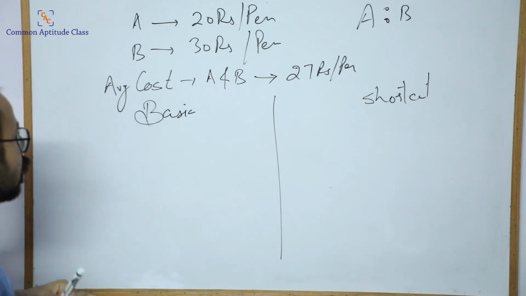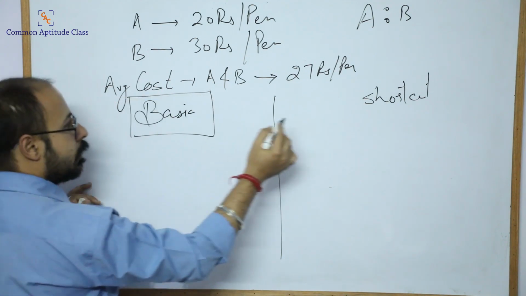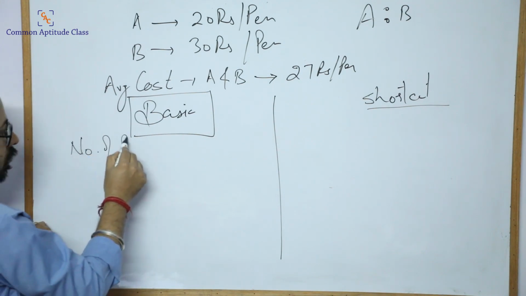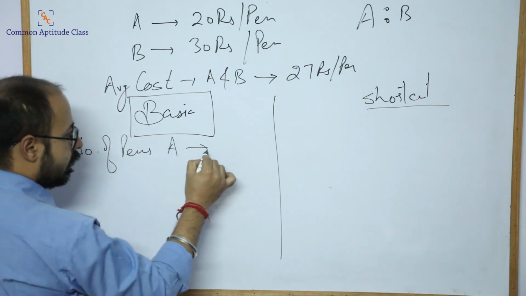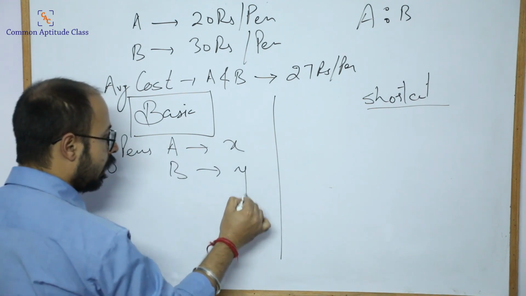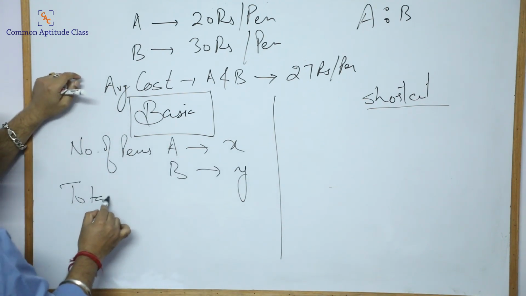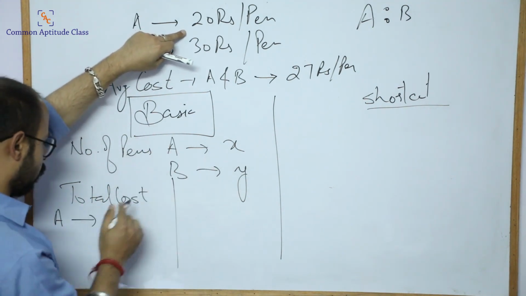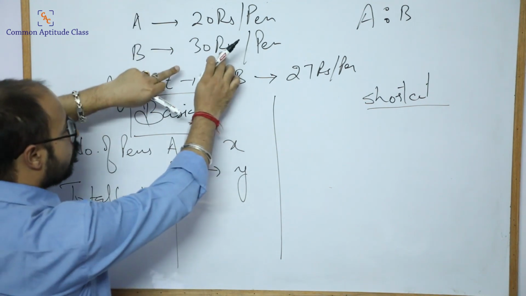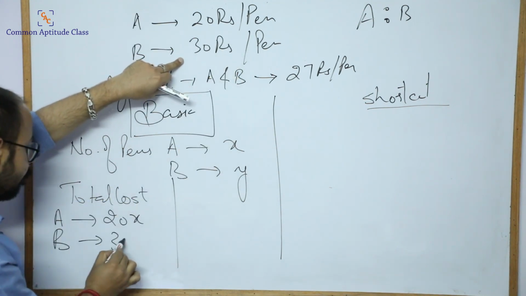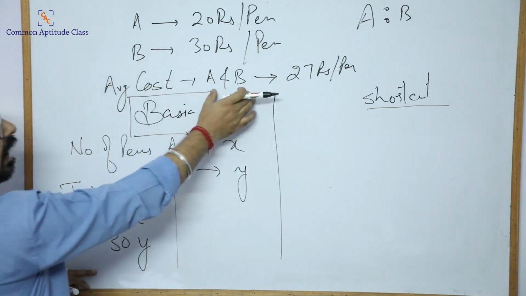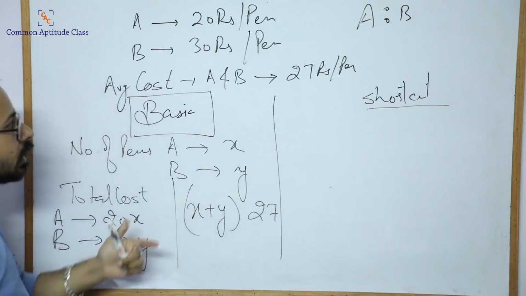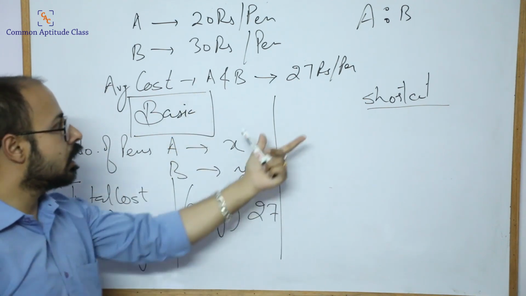What is the shortcut? We will discuss it and derive it from the basic. What is the basic? Let the number of pens for A be X and for B be Y. What is the total cost? Total cost from A is 20X. The cost from B is 30Y. Now what is the average cost? X plus Y into 27, where X plus Y is the total number of pens.